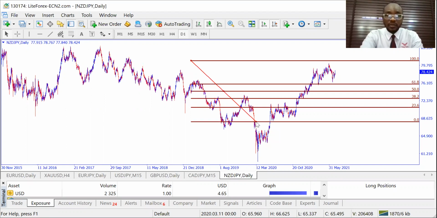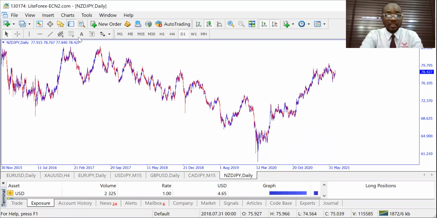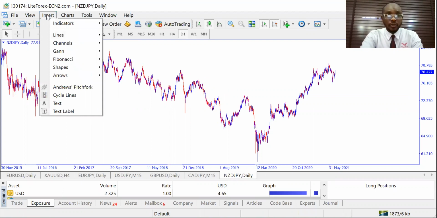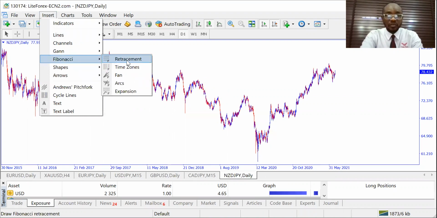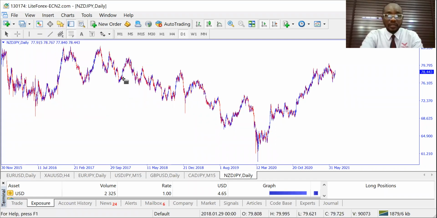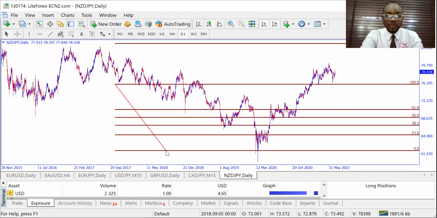This is one. Another way you can get a Fibonacci is by going to Insert, then coming down straight to Fibonacci. That's Retracement there, the first one. Click on it, and you still have your Fibonacci.